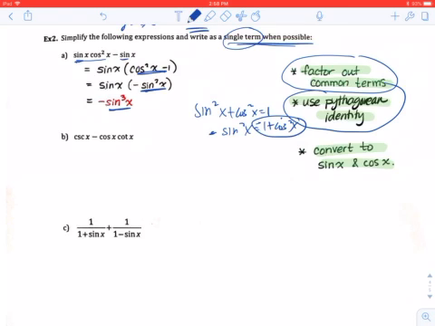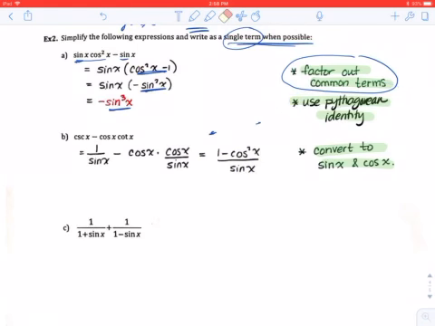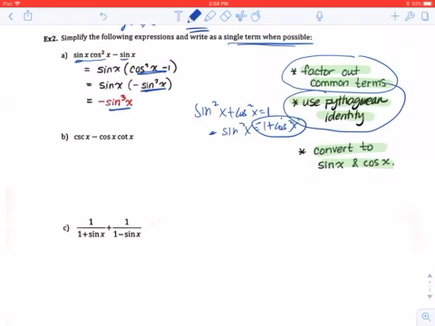Try B and C on your own. Go ahead and pause and try them on your own. If you're not sure about what to do for letter B, well, oops, I just erased and showed you the answer. It's to convert everything to sine and cosine, right? So convert everything to sine and cosine. Try that on your own.